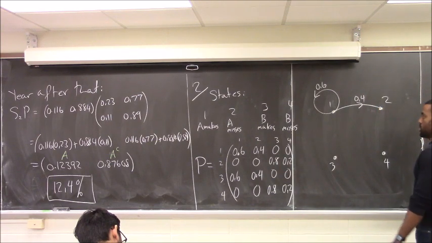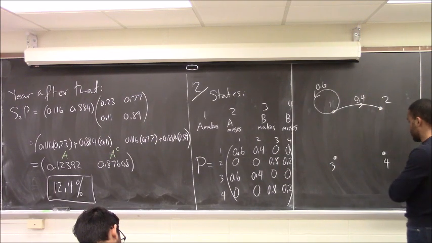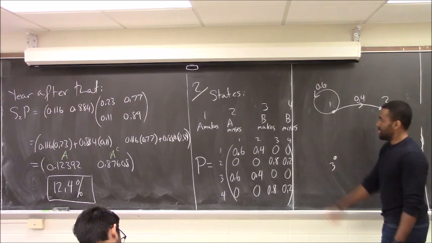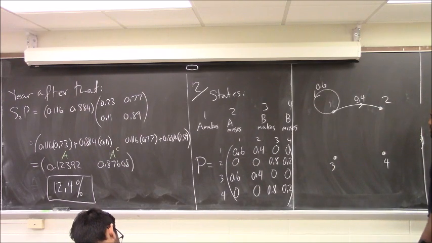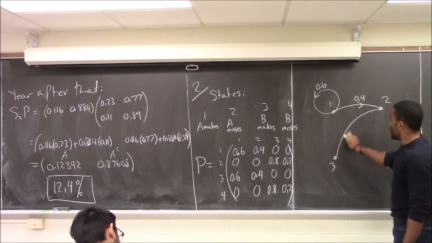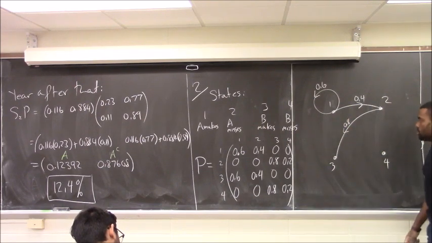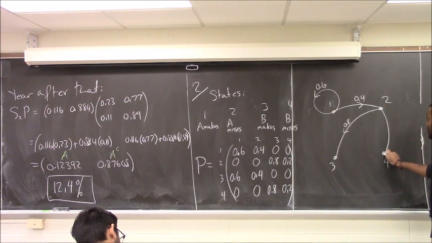Okay. What's the next one you want to fill in? 1 to 3. What? 1 to 3. Right, which I'm not going to draw because that's 0. 1 to 4 is also 0, so I don't need to do that. What's the next thing I'm going to sketch here? 2 can go to 3. What probability? 0.8. What's another option? 2 can go to 4. 0.2 probability.